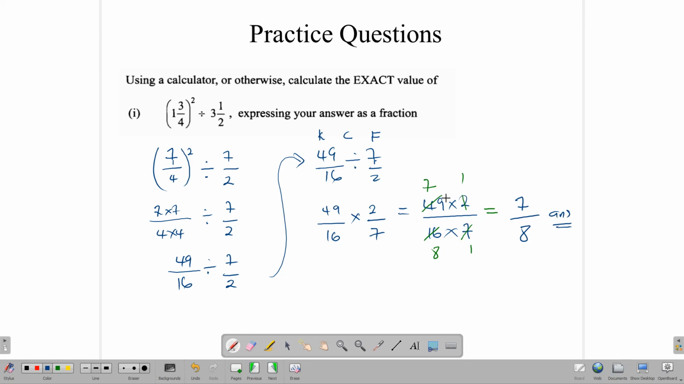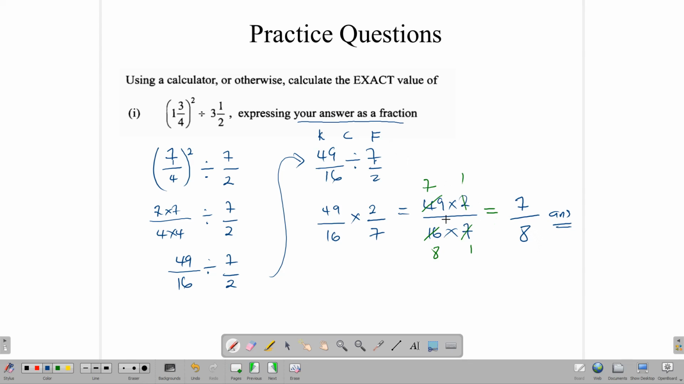It's always nice to write our answer in the simplest form, even if the question doesn't ask it. Notice the question just says express your answer as a fraction. We have a fraction here, and that means that you shouldn't put your answer in decimal at all. So we leave it there. That's our answer.